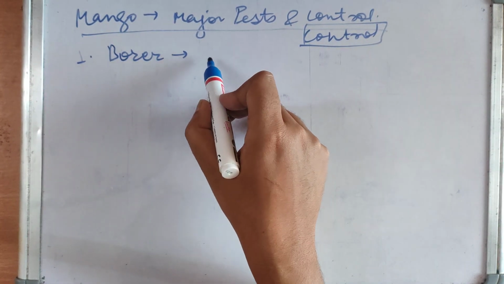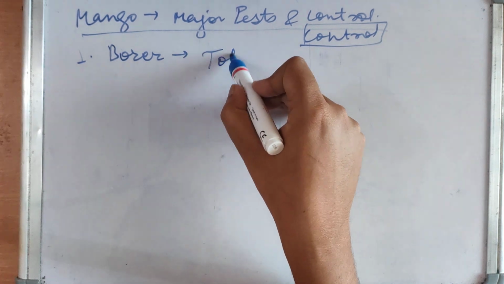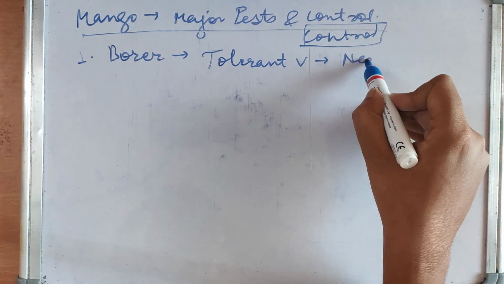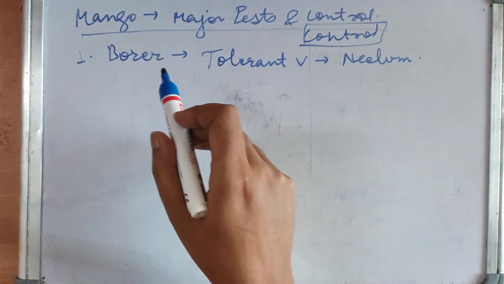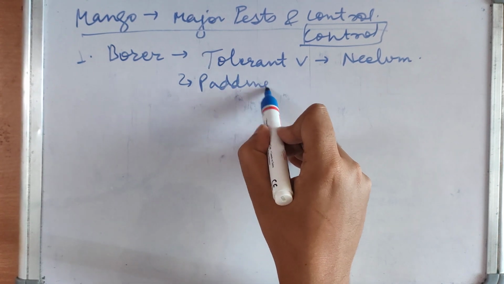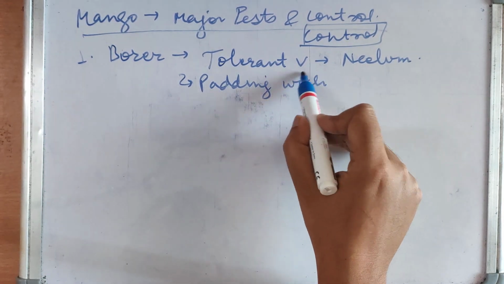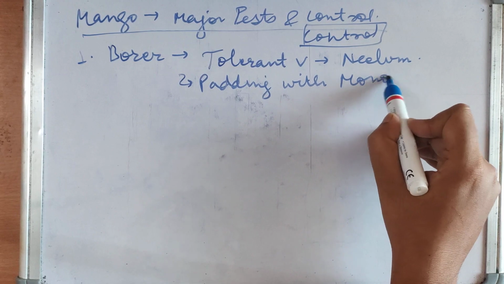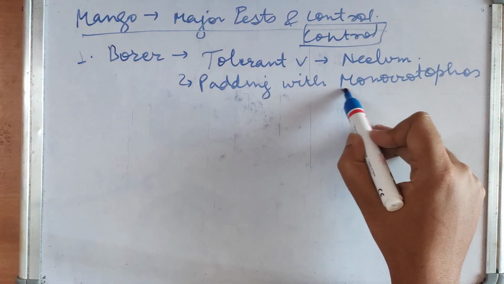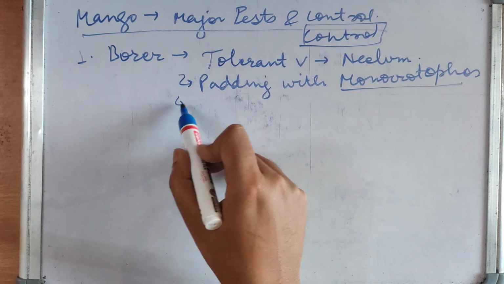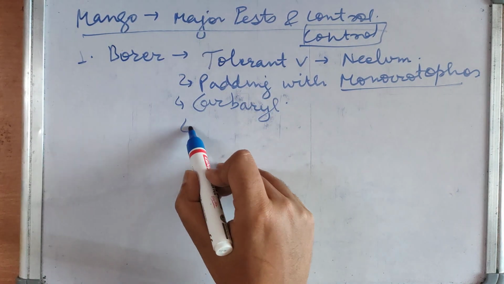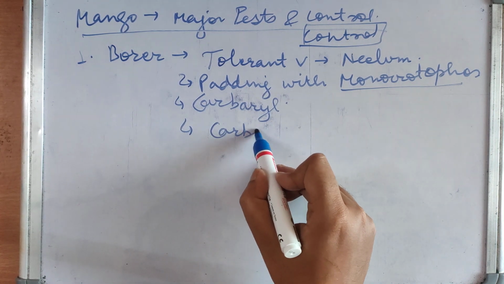first of all you need to use tolerant varieties such as Neelam. We can do padding with monocrotophos. This is an insecticide. We can use carbaryl. We can also apply carbofuran.